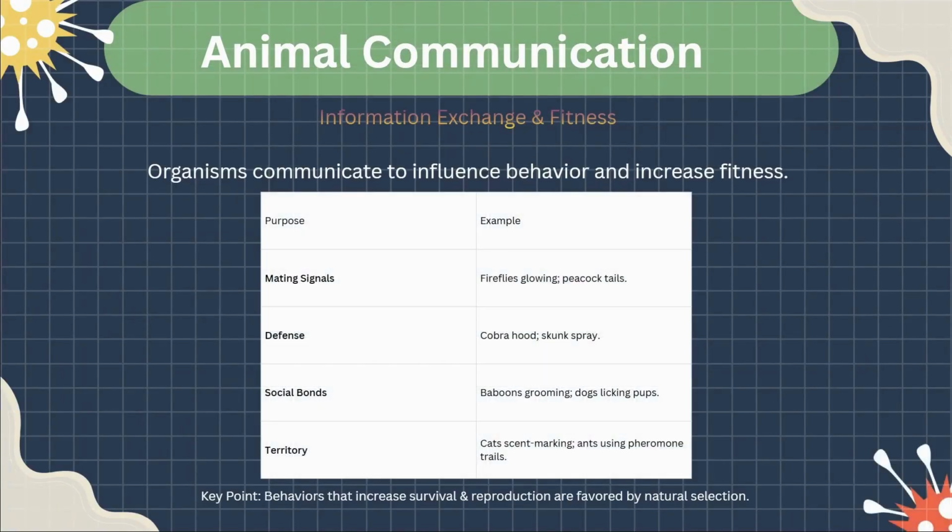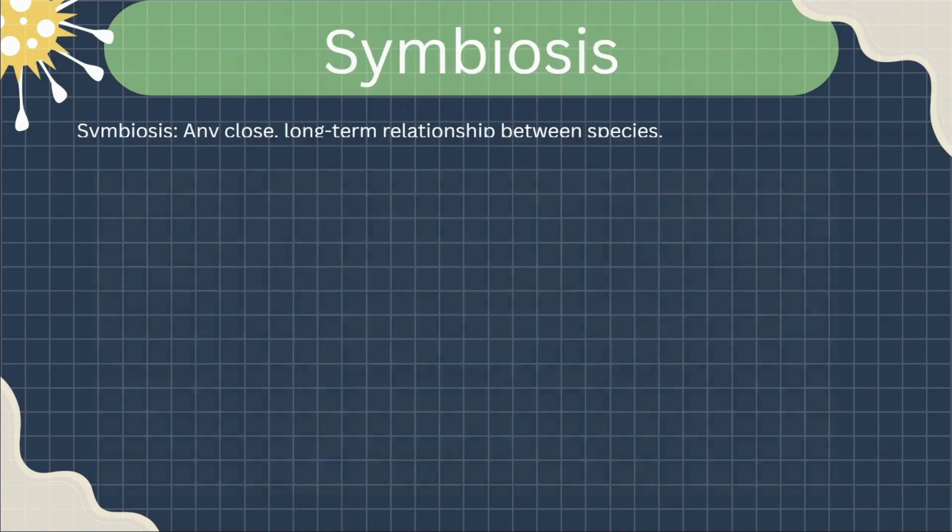Animal communication, so information exchange and fitness. Organisms communicate to influence behavior and increase fitness. Here are some examples, like mating signals: fireflies glowing, peacock tails. Some are for defense, things like cobra hood, skunk spray. Social bonds are baboons grooming, dogs licking pups, and territory is like cat scent marking or ants using pheromone trails. So the key point is that behaviors that increase survival and reproduction are favored by natural selection.